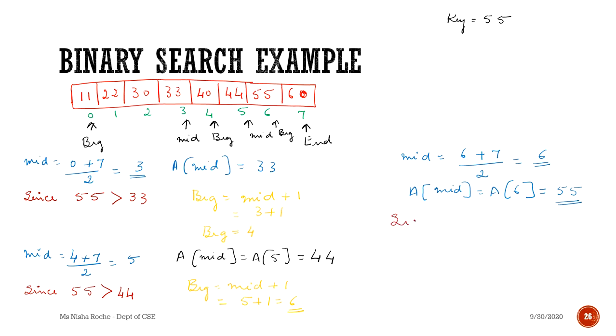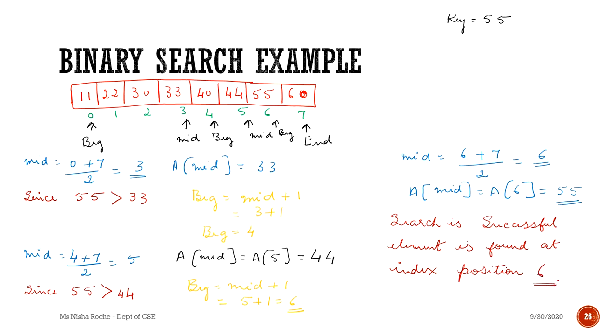So search is successful, element is found at index position 6. So this is how a binary search algorithm works.